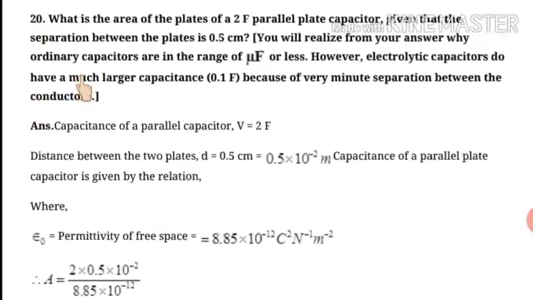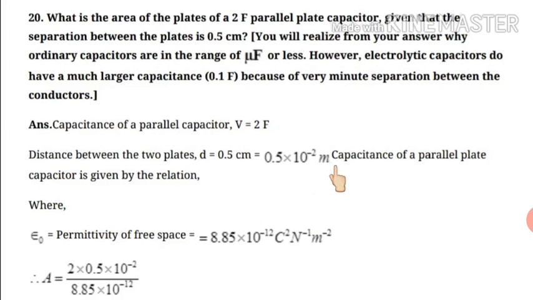Next question we have: what is the area of the plate of a 2 farad parallel plate capacitor, given that the separation between the plates is 0.5 centimeter? So A we are supposed to calculate, C is given and D is given. The question is very, very simple. Capacitance is given as 2 farad, distance is given as 0.5 centimeter. If you convert it into meter, it will be 0.5 into 10 to the power minus 2 meter.